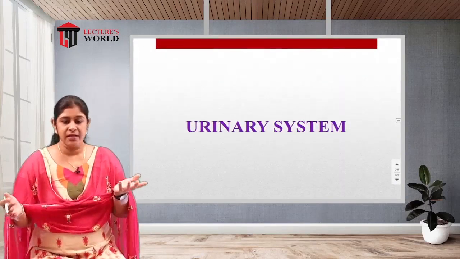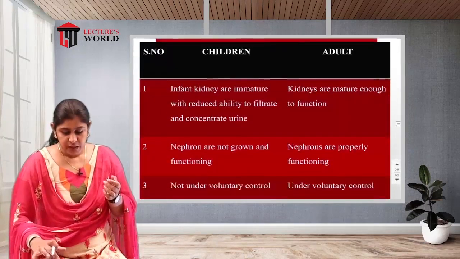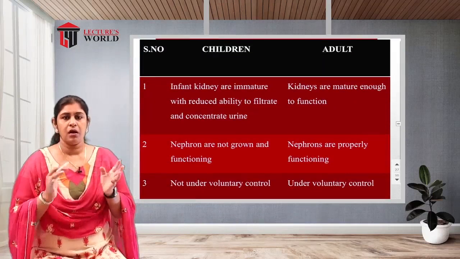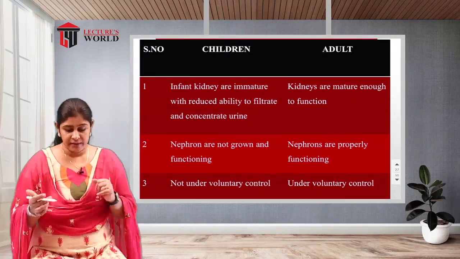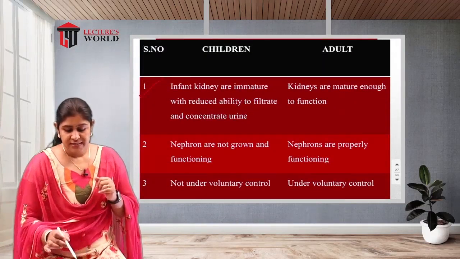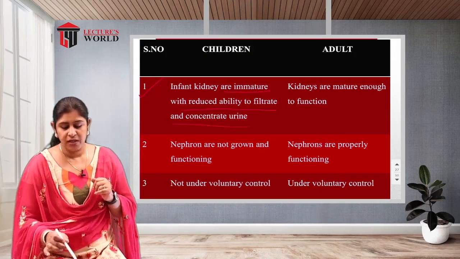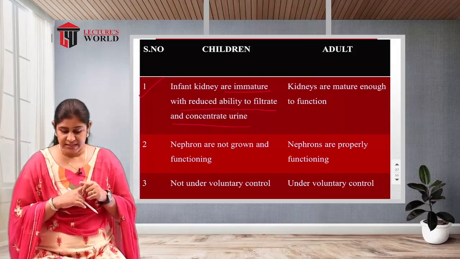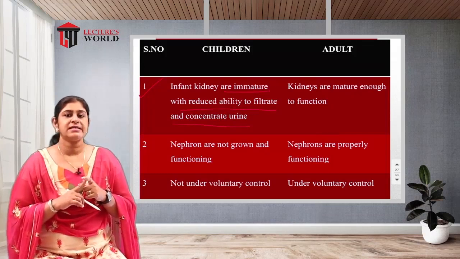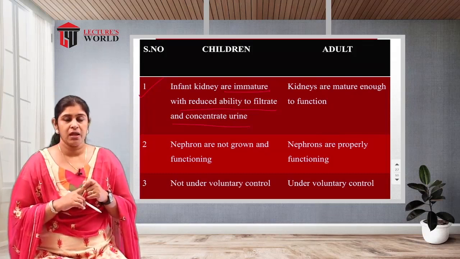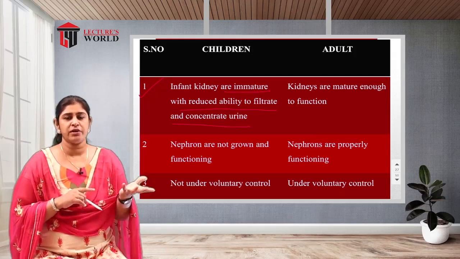Next comes the urinary system. In the urinary system, how do children and adults differ? First, infant kidneys are immature, with reduced ability to filtrate and concentrate the urine. So we can say the first difference is basically the infant kidney. The infant kidney is immature, not mature.